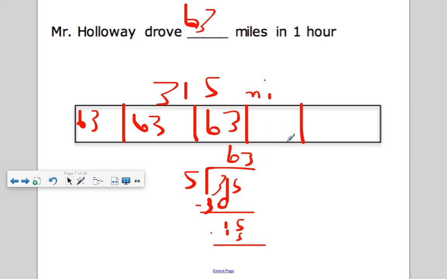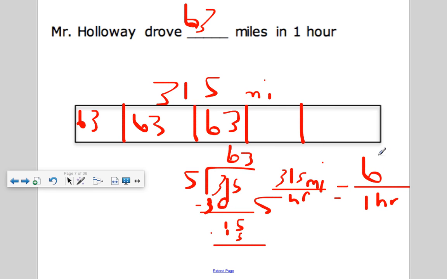What if you do not prefer this? What if you prefer setting it up as a rate, like this way? Make sure you label these. 315 miles, 5 hours. Now I'm going to set it as a proportion. Again, we haven't learned it yet. The proportion is when you have two ratios that are equivalent to each other. So I need 1 hour. So how do I break down 5 hours to 1 hour? Divide by 5, and I already did. So it's 63 miles per hour, for each hour, for 1 hour.